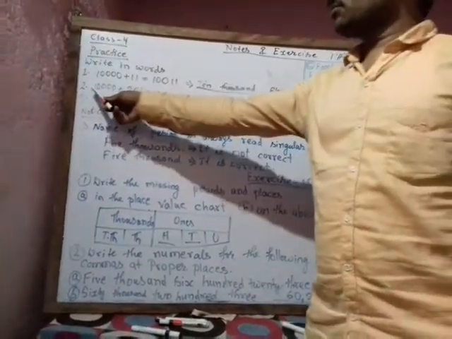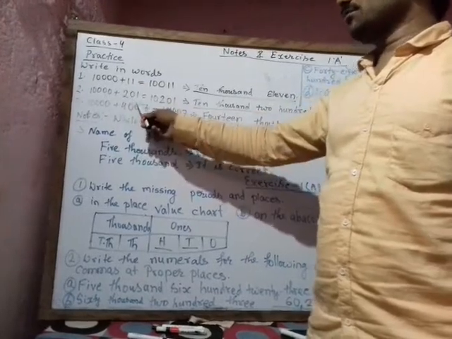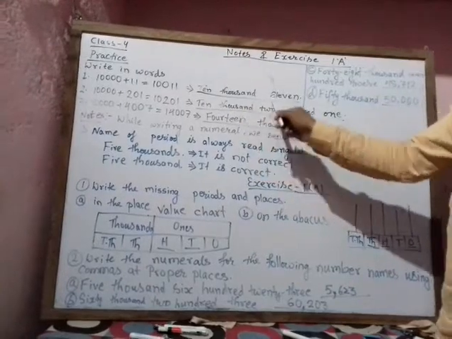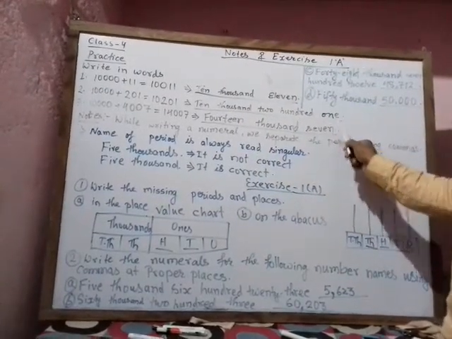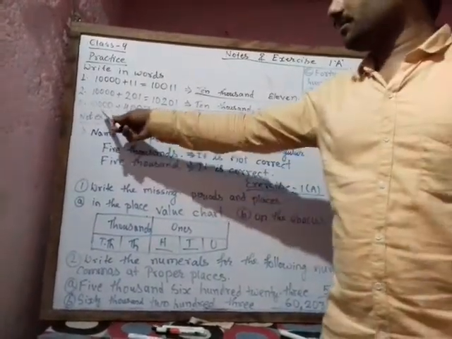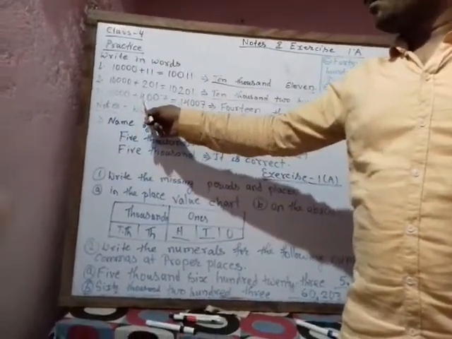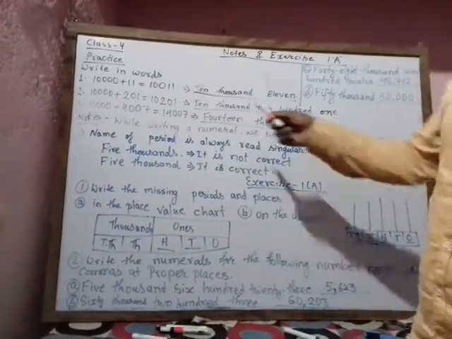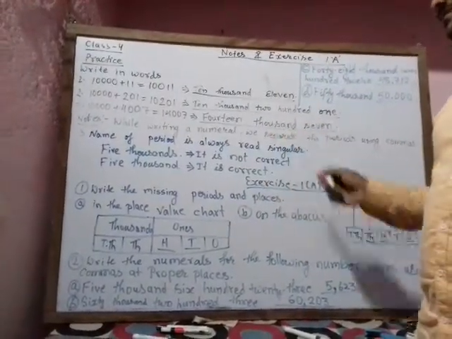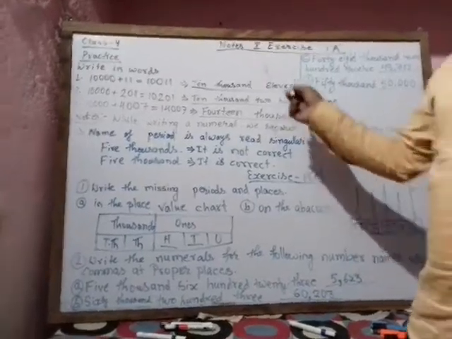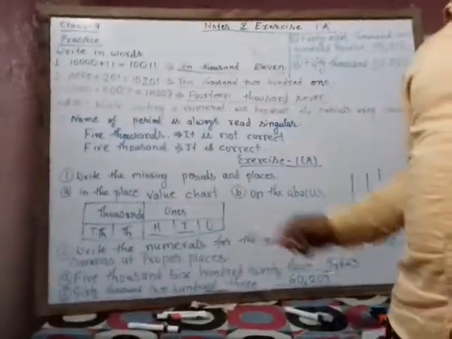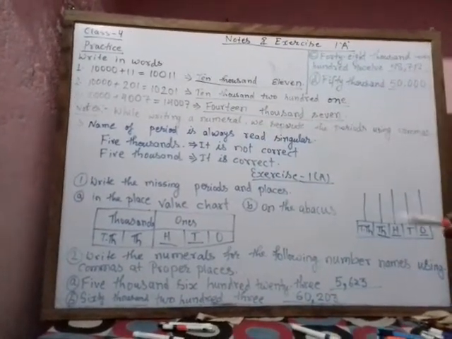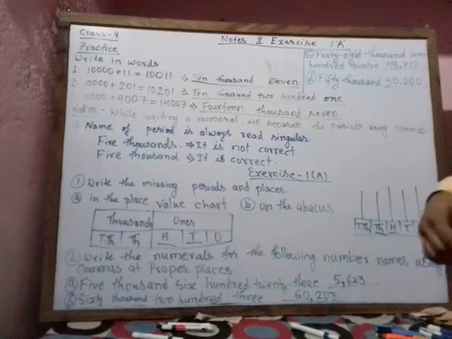In the same way, in question number 2, there is 10,000 plus 201. So it becomes 10,201. The same thing is written, 10,201. In the same way, 10,000 plus 4,007 becomes 14,007. So I have written 14,007. Be proper in spelling. You can see the spelling of 14: FOURTEEN. Sometimes students write FORTEEN. That is wrong.